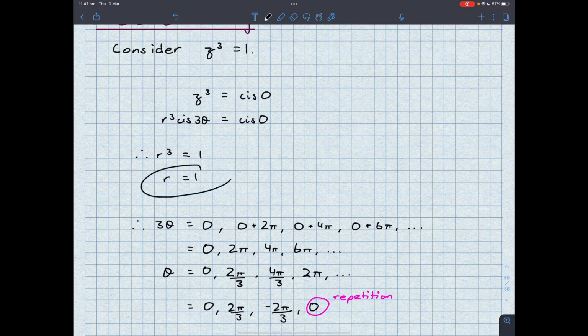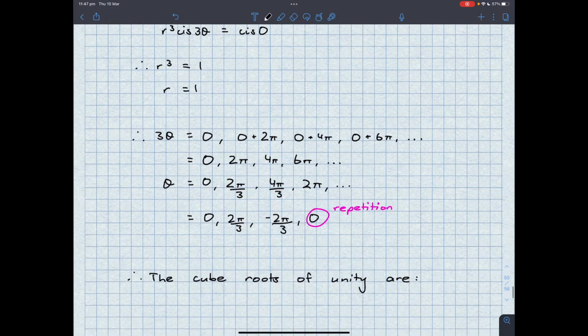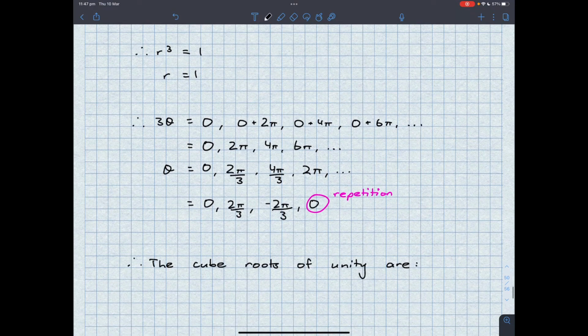So I have the modulus of the roots, I've got the 3 arguments of the roots. That means my 3 roots, z1, z2, z3, are going to be 1 cis 0, which I'm just going to write as 1, cis 2 pi on 3, and cis minus 2 pi on 3.